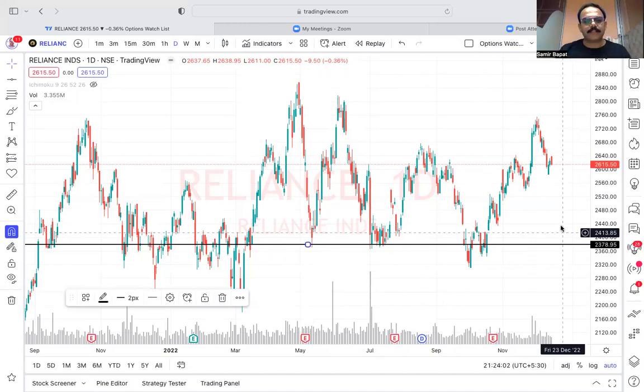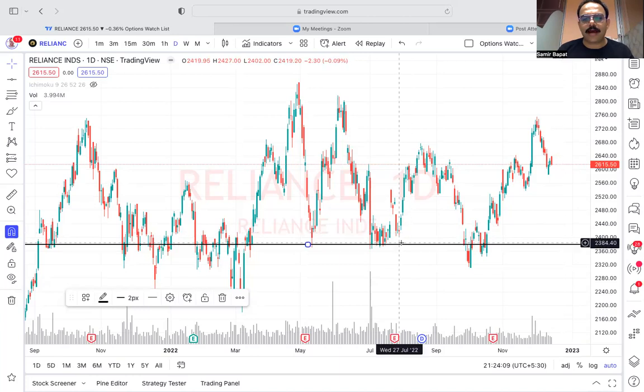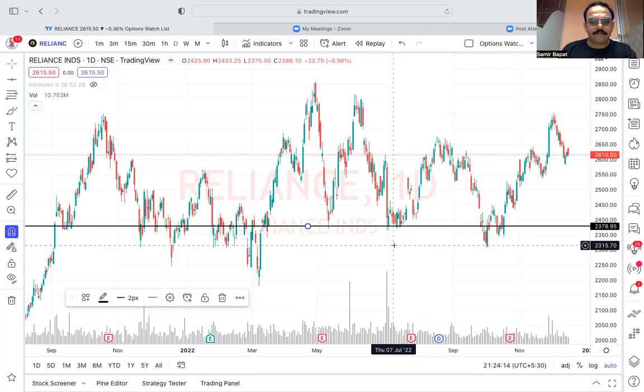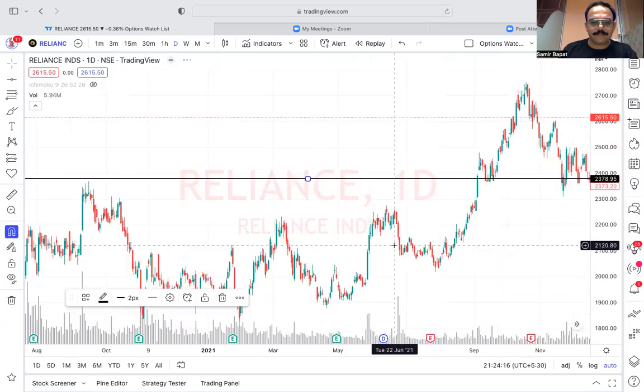This is the classical method. When you are buying a share, you should try to buy at the support level.